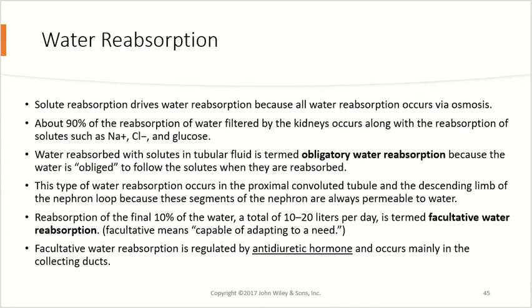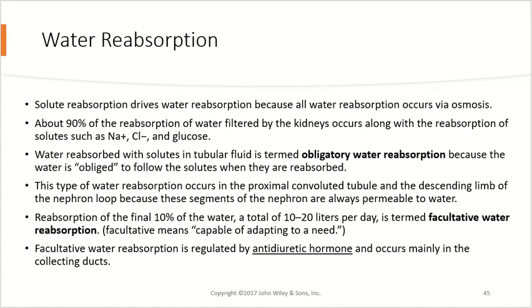Water reabsorption with solutes in the tubular fluids is going to be termed obligatory water reabsorption, and this is because water is obliged to follow the solutes when they are reabsorbed. This type of water reabsorption is going to occur in the proximal convoluted tubules as well as in the descending limb of the nephron loop. And this is because these segments of the nephron are always going to be permeable to water.